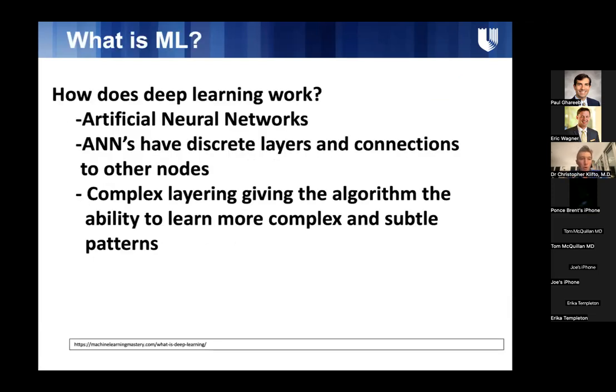So how does it work, right? They're essentially artificial neural networks, and artificial neural networks have discrete layers and connections to other nodes. So they're complex layering that mimics our brain, and they give the network and the algorithms the ability to learn and make more complex and subtle patterns.